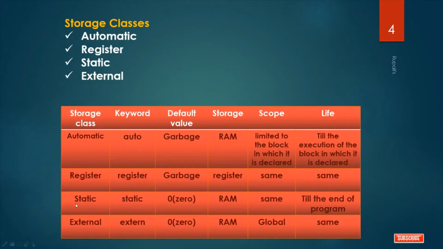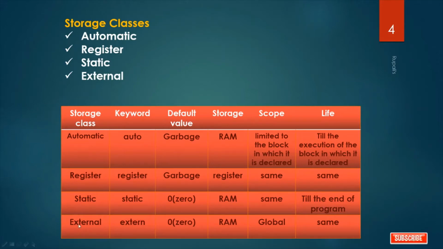Then static storage class. In case of static storage class, the keyword is static. Default initial value is always 0 here. You have to remember this point that the default initial value of a static variable is 0. Storage is in memory, that is in RAM, and scope is the same, local to the block in which the variable is defined. Lifetime is that the value of the variable persists between different function calls. I repeat, the value of the variable persists between different function calls.